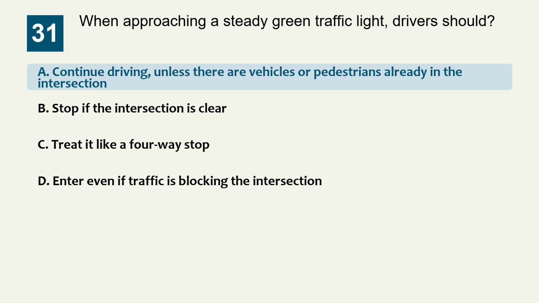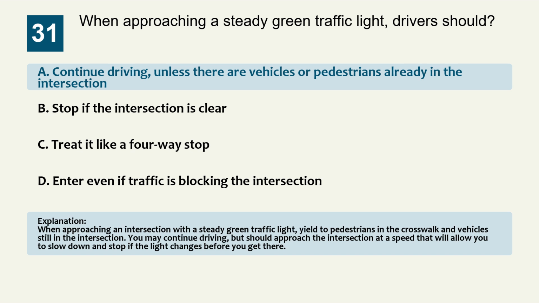The correct answer is option A. Continue driving, unless there are vehicles or pedestrians already in the intersection. When approaching an intersection with a steady green traffic light, yield to pedestrians in the crosswalk and vehicles still in the intersection. You may continue driving, but should approach the intersection at a speed that will allow you to slow down and stop if the light changes before you get there.